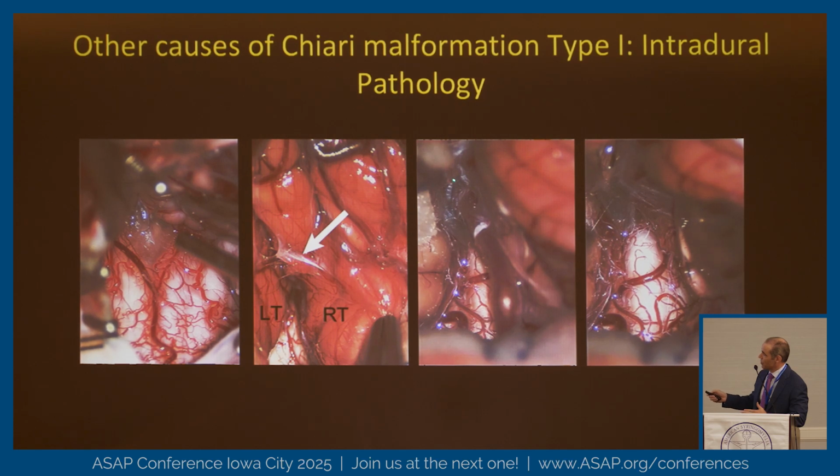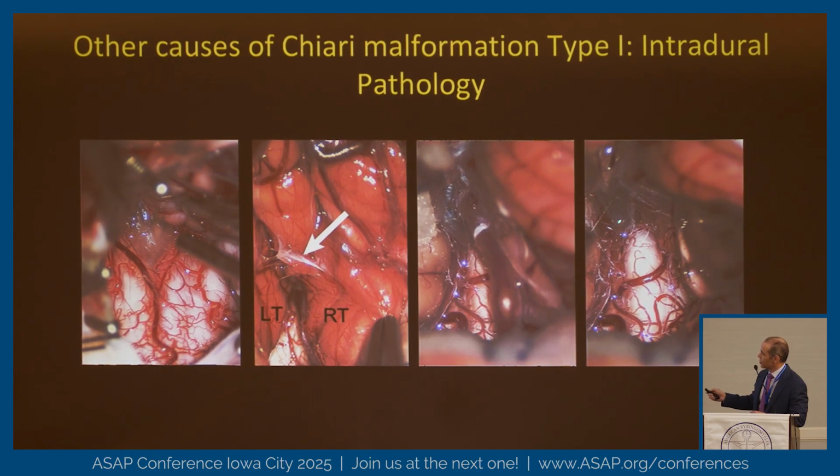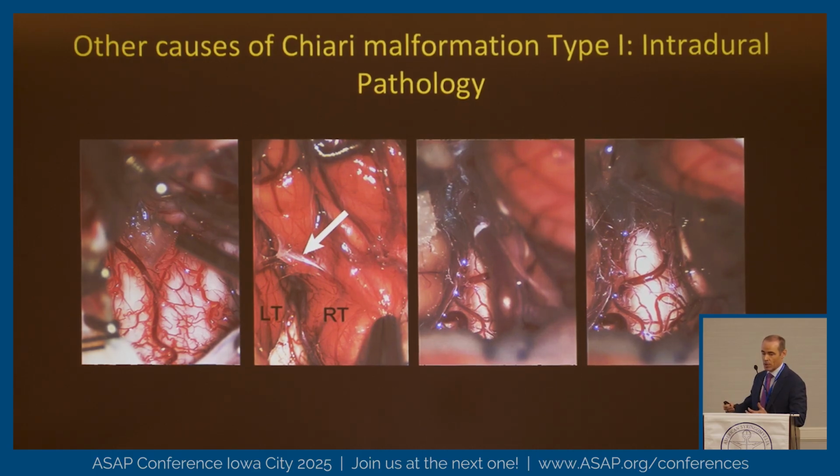Here and here, there are also often these large branches of the PICA, called a vermian branch of the PICA, that will also narrow this outlet of the fourth ventricle. Here's a complete occlusion of the fourth ventricle, and this has to be opened up. We often see this more in patients with syrinx than without.